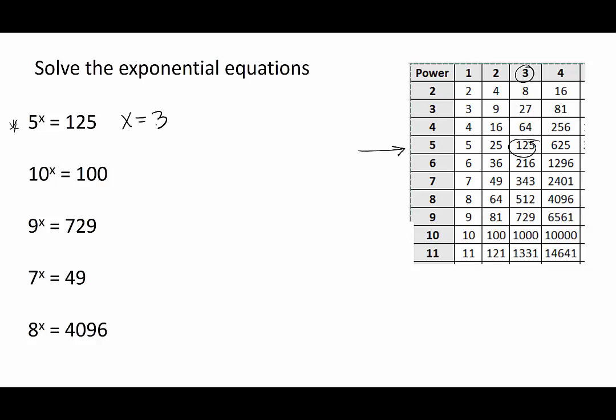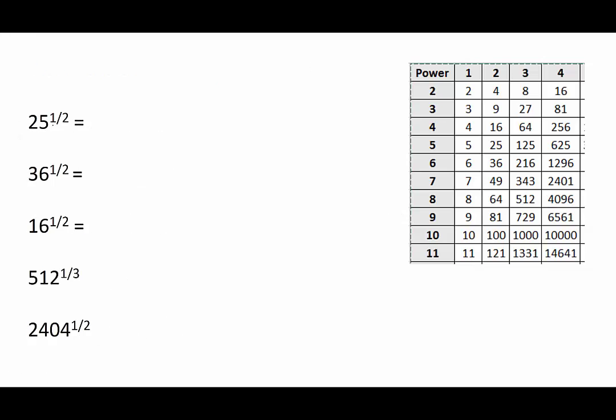So x equals 3. What exponent makes 10 into 100? x equals 2. What exponent makes 9 into 729? x equals 3. What exponent makes a 7 into 49? x equals 2. What exponent makes an 8 into 4096? x equals 4.